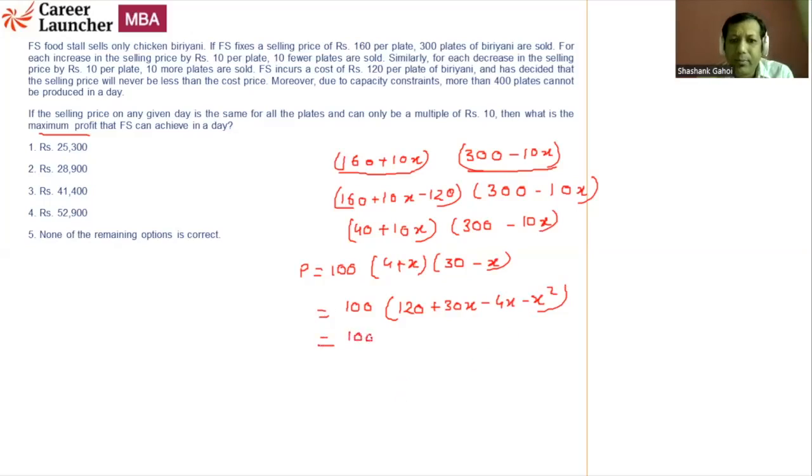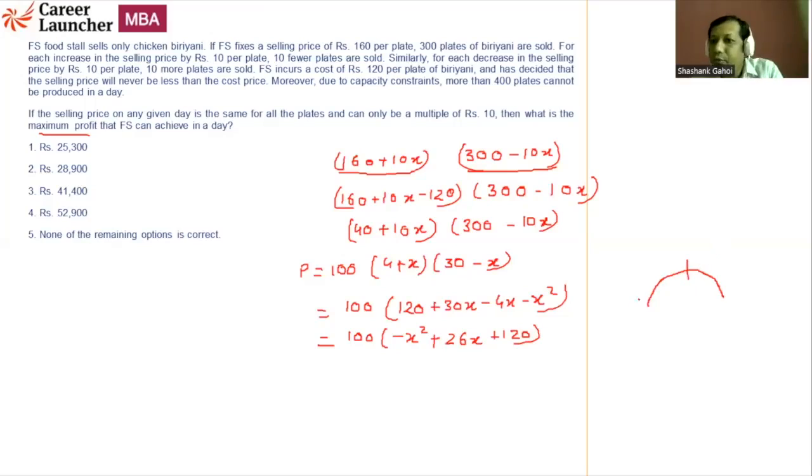Now 100 times minus x square plus 26x plus 120. Now this is the equation I am going to get from here. So this is the total profit we are talking about, that the company is going to incur. Okay. Now, if we see this equation, this is effectively a quadratic equation. The coefficient of x square is negative. So basically what we are going to do, we are going to draw an inverted parabola.